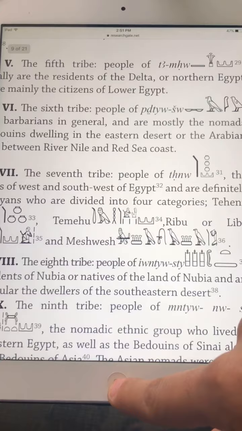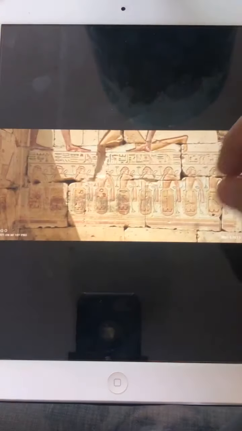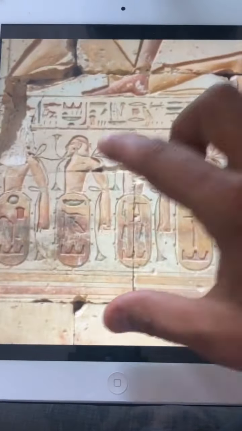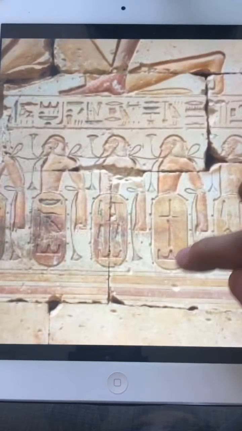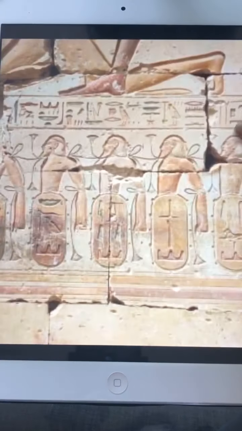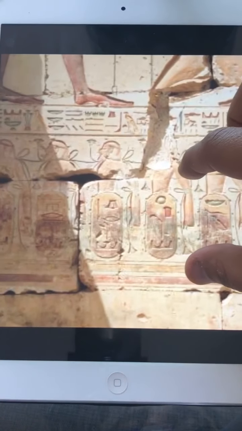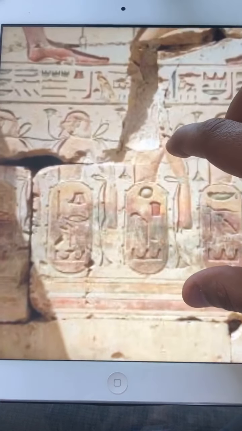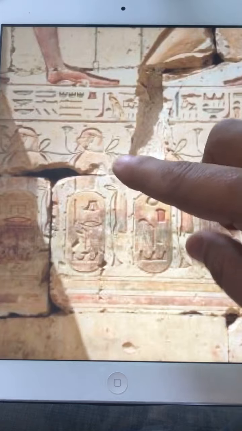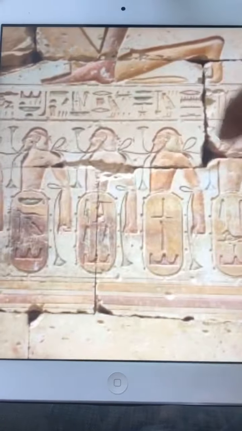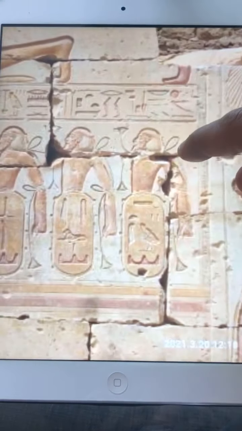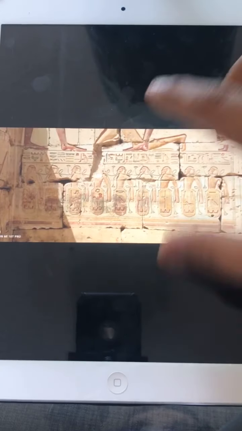Let's see if I can find you the Libyans on this list here. Are they in here? You could see the ostrich people. Remember I showed you before the people of the ostrich? So there they are. And the Technu, there could be written differently depending on the hieroglyph. It looks like it's not in this list, but it's okay.